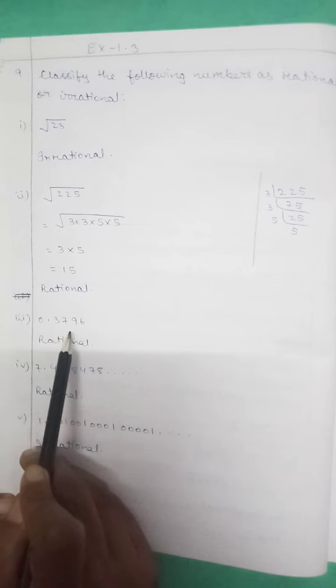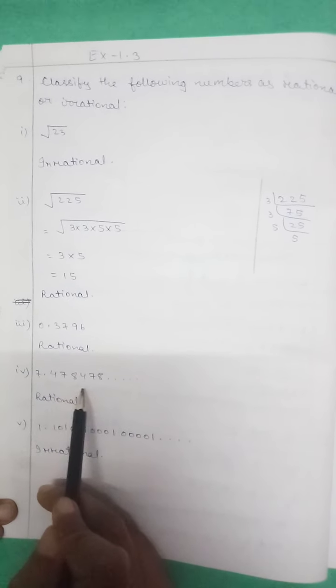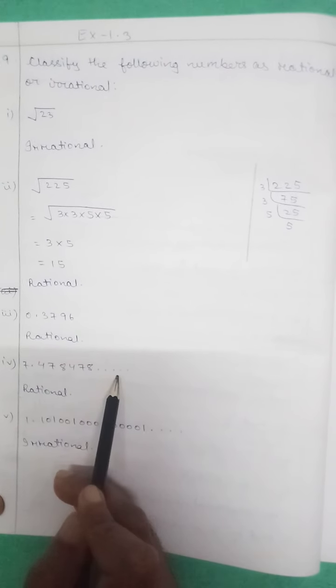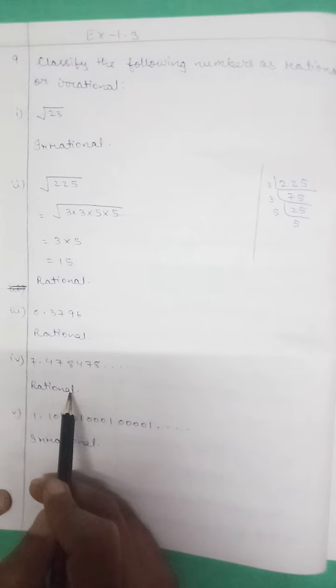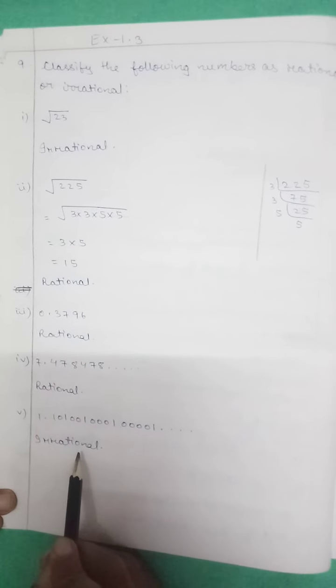And you know that a terminating decimal we can make into a rational number. This is your non-terminating repeating decimal, because 478 is the repeated number and it goes on. So this is also a rational number. This is your non-terminating non-repeating decimal. This is purely an irrational number.